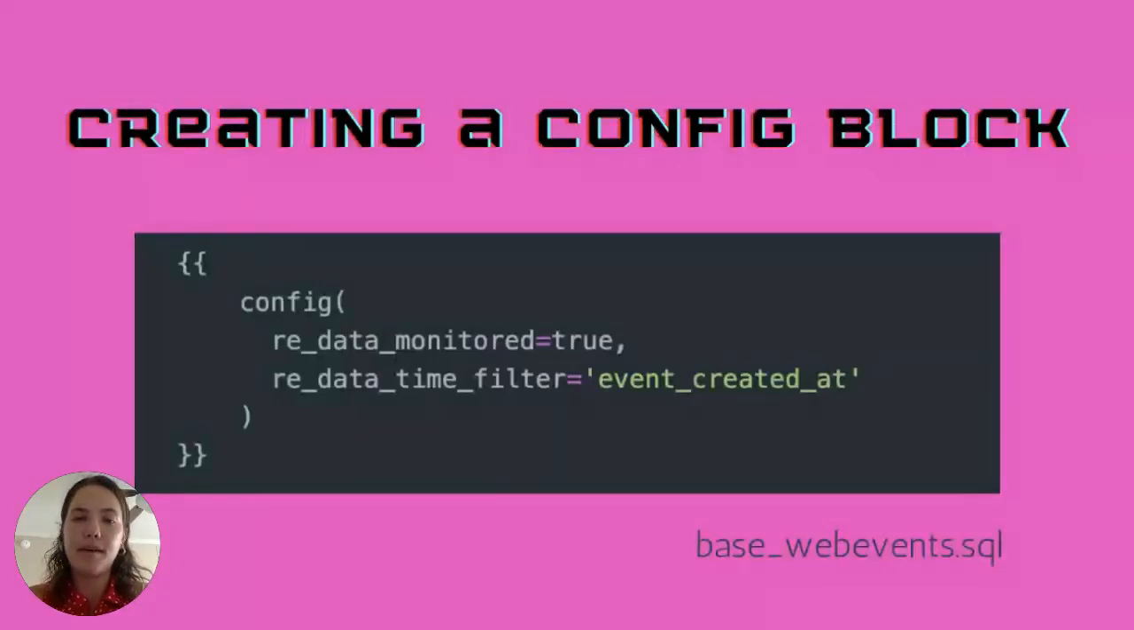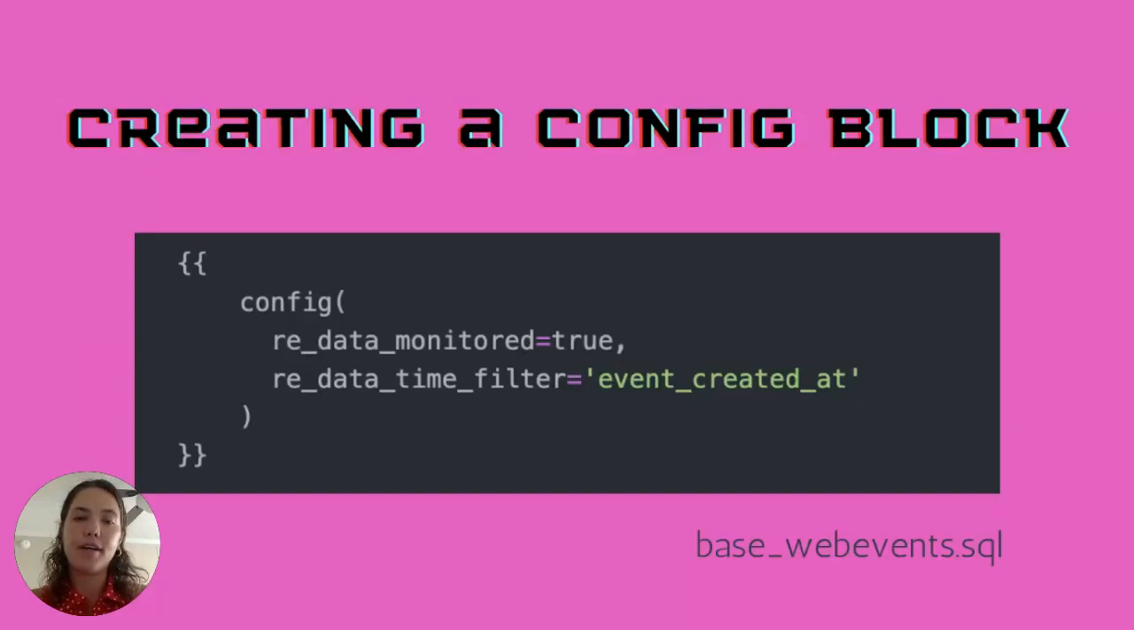So this is an example of the config block that you then have to add to the individual SQL file or the data model. This will just go at the top, before any of the SQL code that you wrote in that specific file. So you want to set REData monitored equal to true, which just tells it to monitor this data model essentially.